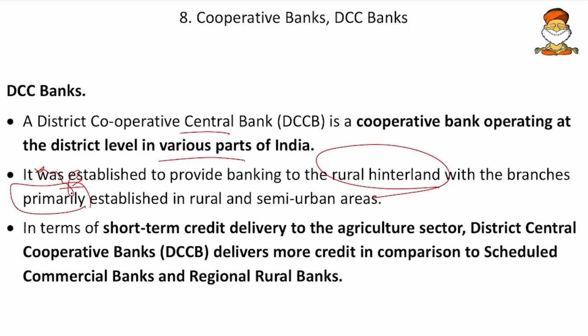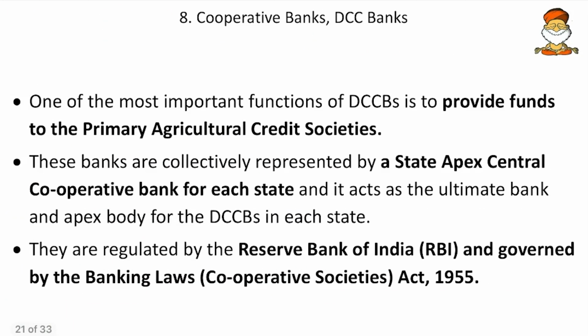This word primarily was once given in the UPSC prelims. Then, in terms of short-term credit delivery to the agriculture sector, the DCC bank delivers more credit in comparison to scheduled commercial banks and regional rural banks. This statement was also given, and we went with a gut feeling that the scheduled commercial banks are huge and the DCC banks cannot overtake them, but actually they are overtaking. They are giving more loans than the scheduled commercial banks, especially for short-term credit delivery.